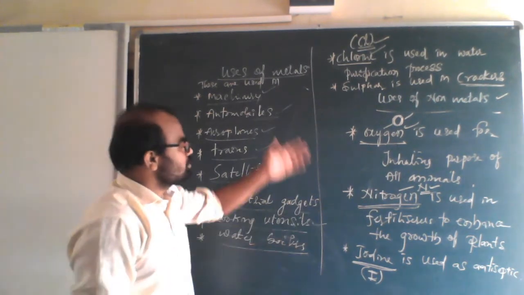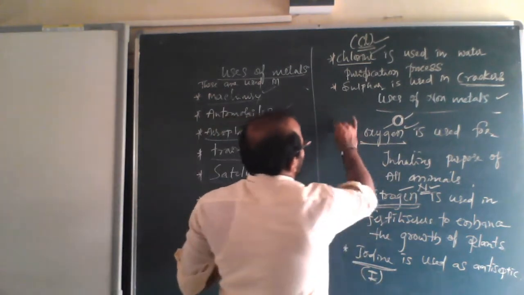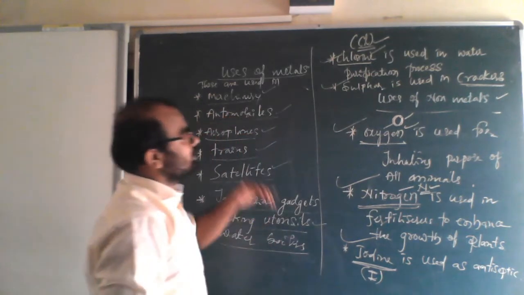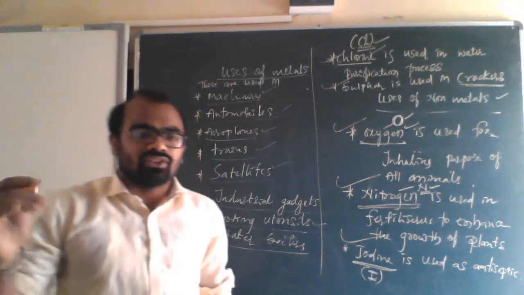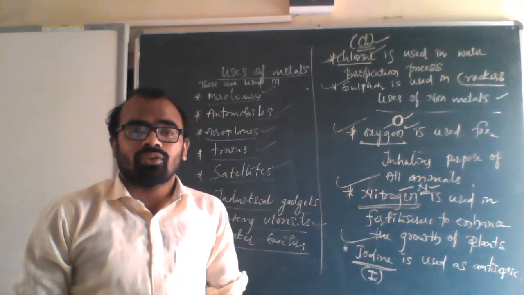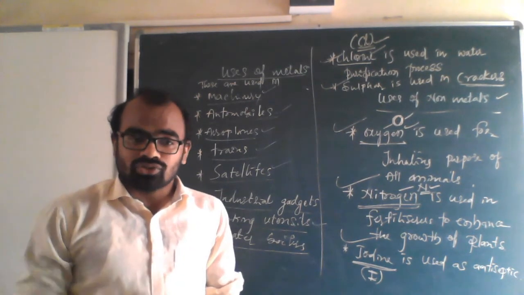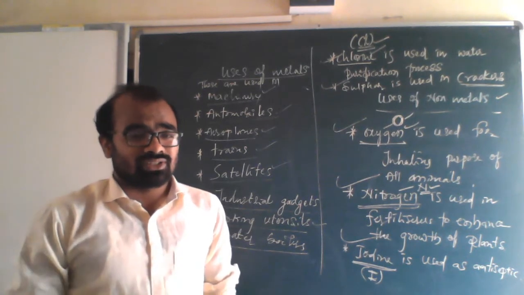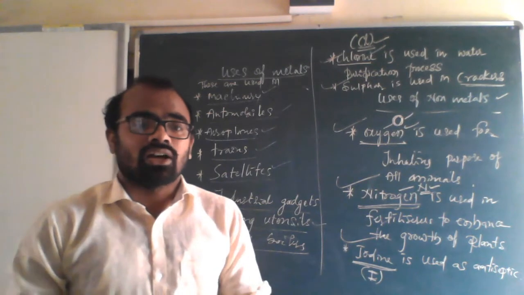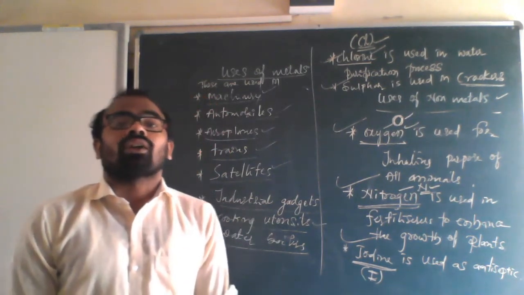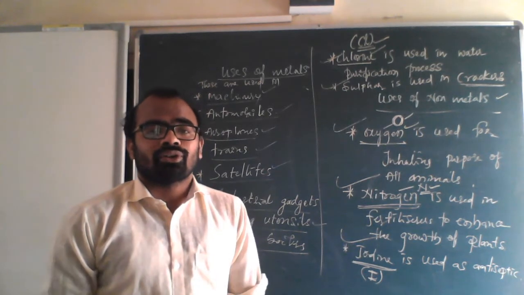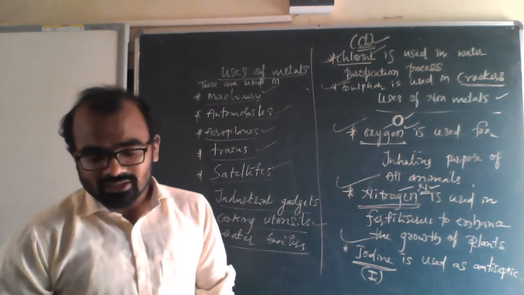And regarding non-metals, you should remember these 5 important uses. Which is used in which thing? First, oxygen is used in the inhaling process of all animals, nitrogen is used in fertilizers, iodine is used as an antiseptic, sulfur is used in crackers, and chlorine is used in the water purification process. So you should remember all these things. So this ends your chapter.